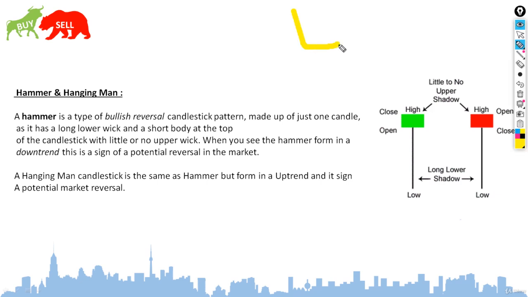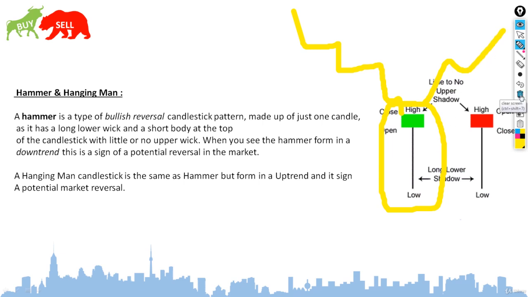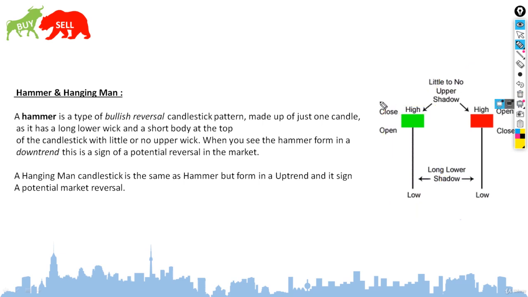For example, we have here a downtrend. At the bottom of a trend, we see this candlestick. We name that candlestick a hammer. It often signals a potential trend reversal, like this. The hanging man is the same candle, like this. Generally we find a hanging man in an uptrend, at the top of an uptrend.